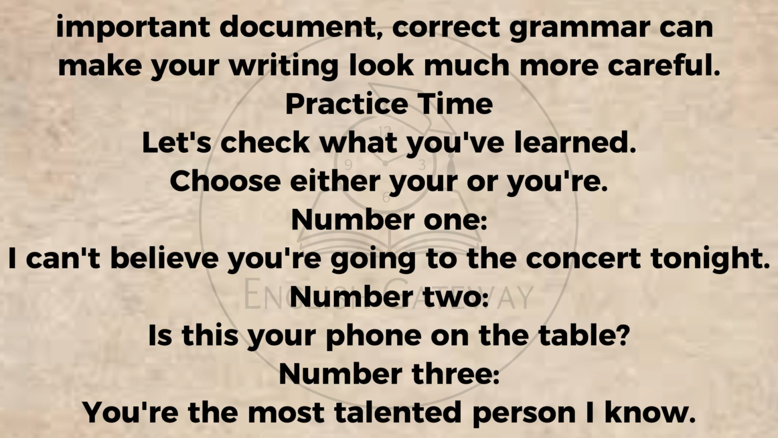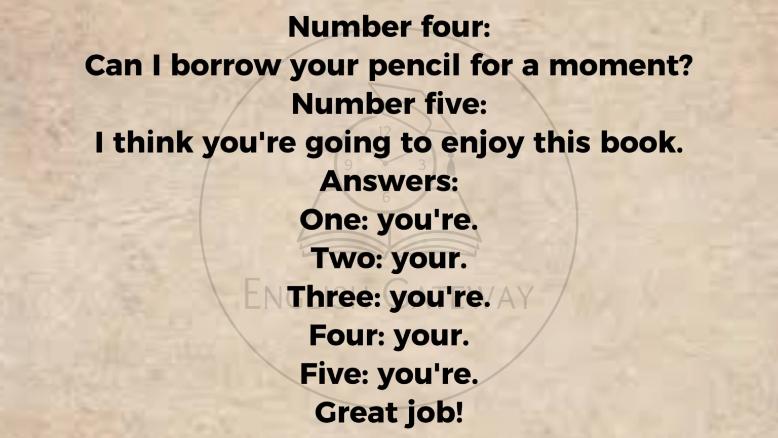Practice time. Let's check what you've learned. Choose either your or you're. Number 1, I can't believe you're going to the concert tonight. Number 2, is this your phone on the table? Number 3, you're the most talented person I know. Number 4, can I borrow your pencil for a moment? Number 5, I think you're going to enjoy this book. Answers: 1, you're. 2, your. 3, you're. 4, your. 5, you're. Great job.